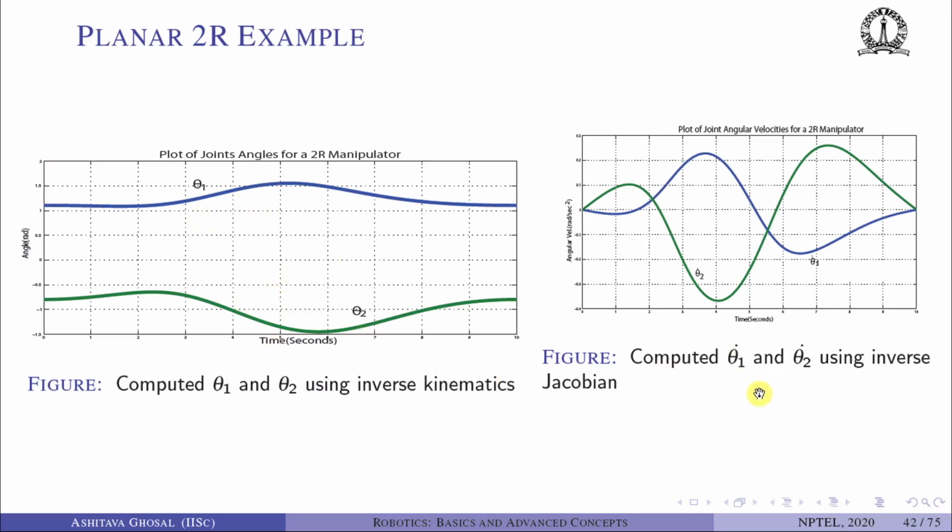We can also compute theta 1 dot and theta 2 dot using the inverse Jacobian. For the 2R manipulator, the Jacobian is simple, a 2 by 2 matrix. We can invert the Jacobian and find theta 1 dot and theta 2 dot. The plots of theta 1 dot and theta 2 dot are in blue and green in these two figures.